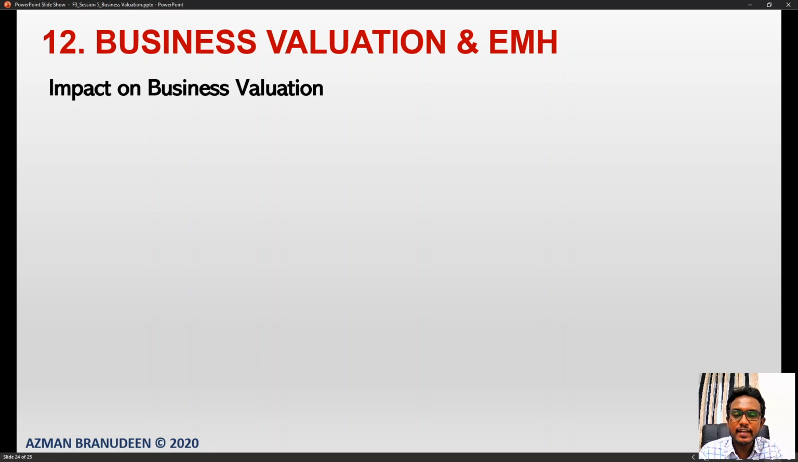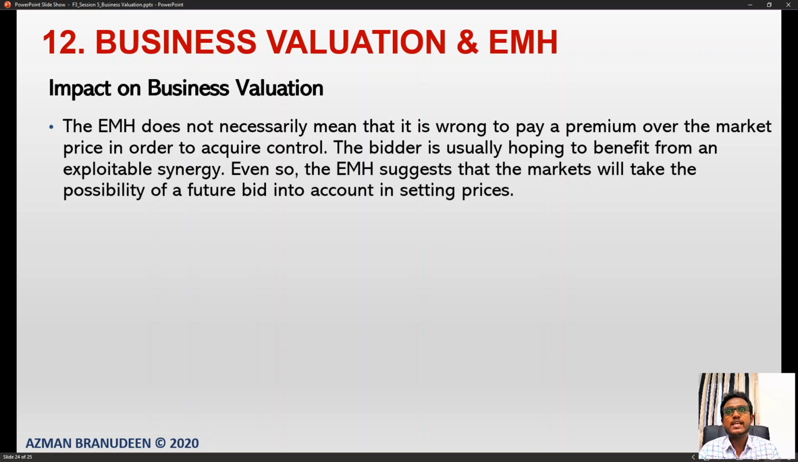So how does this affect business valuation? The EMH does not necessarily mean that it is wrong to pay a premium over the market price in order to acquire control of the business, right? By acquiring a share, you're paying a premium to buy a share. It's not wrong. The bidder is usually hoping to benefit from an exploitable synergy. Even so, the EMH suggests that the markets will take the possibility of a future bid into account in setting prices.